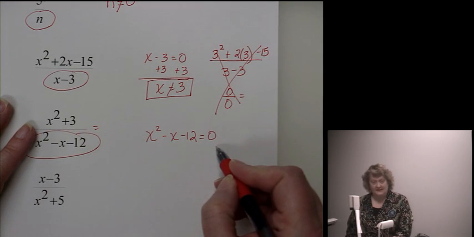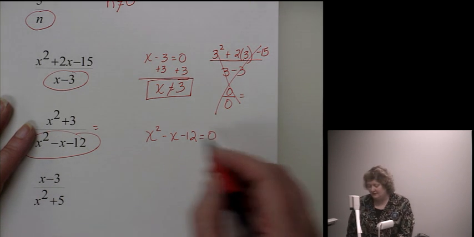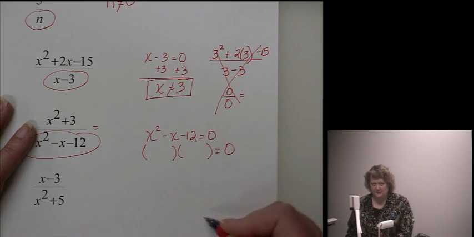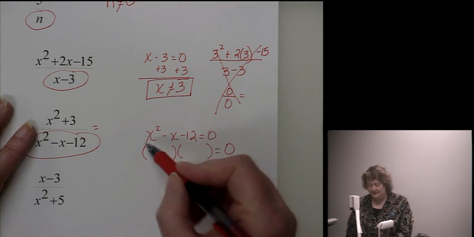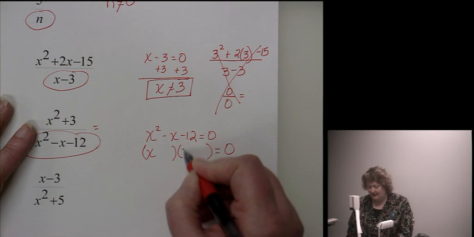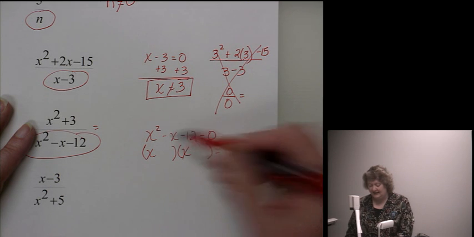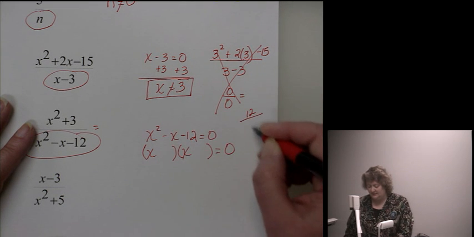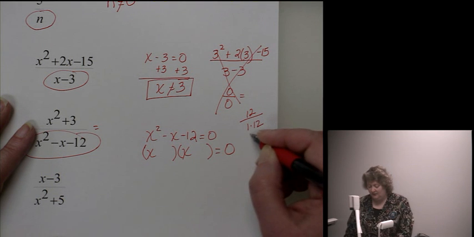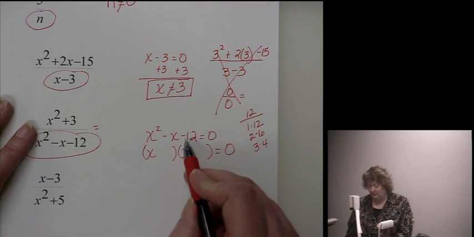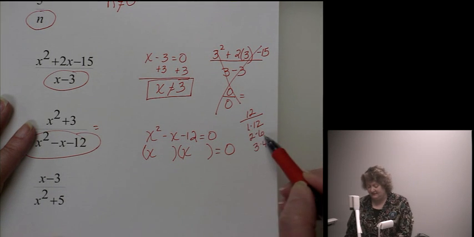Now, the best way to solve this one is with factoring. Now, you may groan. I can't hear you, so that's okay. You can groan all you like, but I swear to you, factoring is the easiest way to do this one because it's a 1x squared, we're going to put our x there and our x there. What multiplies to be 12 and subtracts to be -1? Well, what multiplies to be 12 is 1 and 12, 2 and 6, and 3 and 4. Since it's a negative, we're going to subtract. 12 minus 1 is 11, 6 minus 2 is 4, 4 minus 3 is 1.